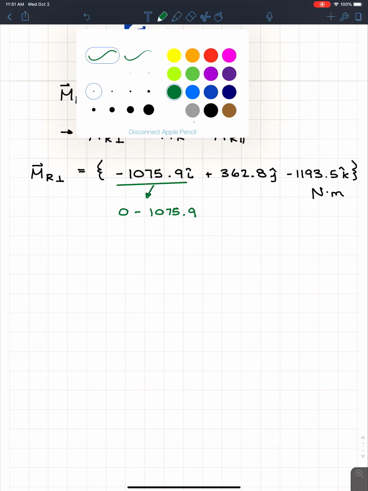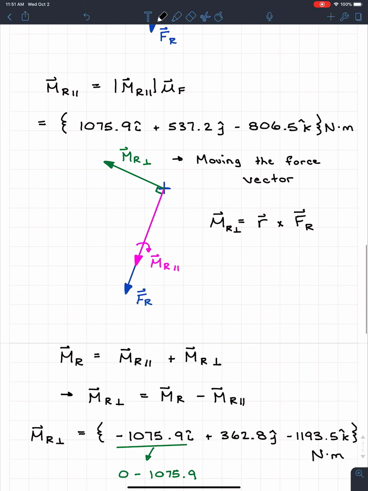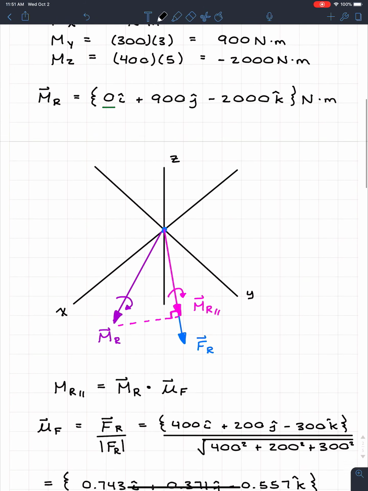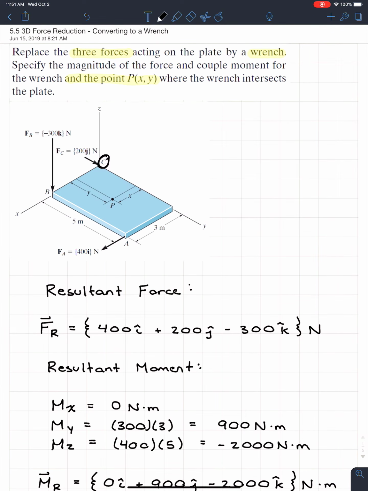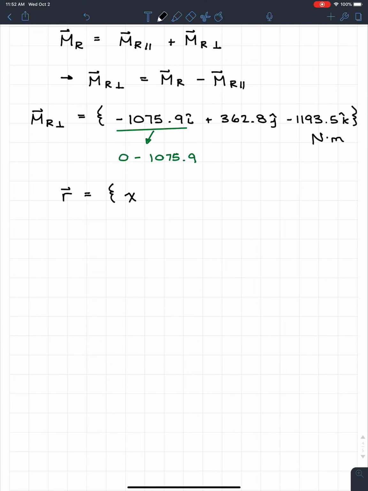So now we can set up that cross product. We know that the position vector we want is going to be in the xy plane, because we're going from the origin, which is 0, to some point in the xy plane. So we know that it's going to be x, y, and 0. Because it's in the xy plane, it doesn't have any z component. So the position vector is going to be xi plus yj plus 0k, in units of meters.